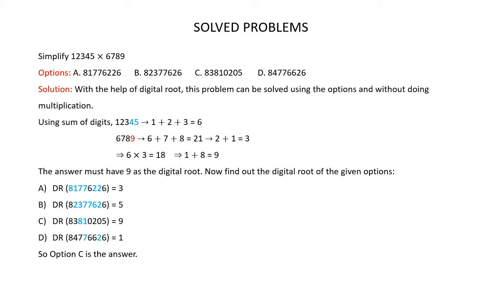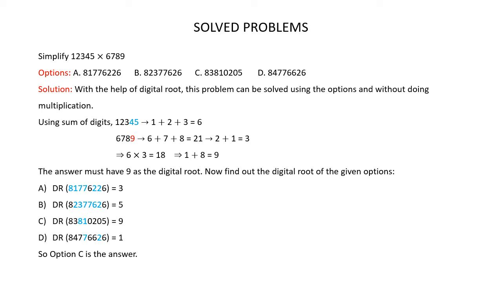Let's look at option C and find the digital root of 83810205. Now 8 plus 1 is 9, so you can neglect these two digits. 8 plus 3 is 11, 11 plus 0 is 11, 11 plus 2 is 13, 13 plus 0 is 13, 13 plus 5 is 18, 1 plus 8 is 9. So the digital root of option C is 9.